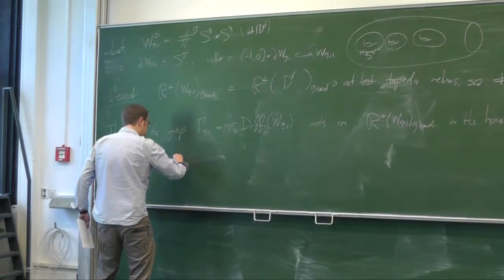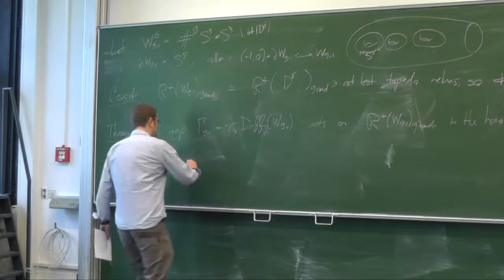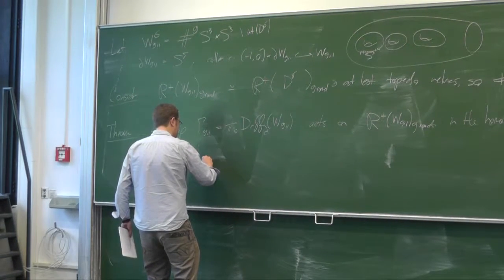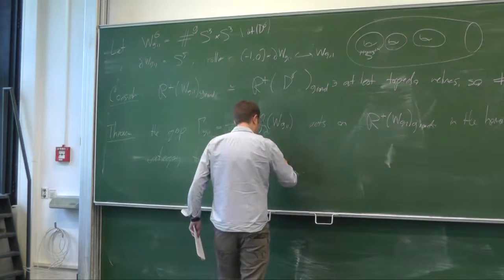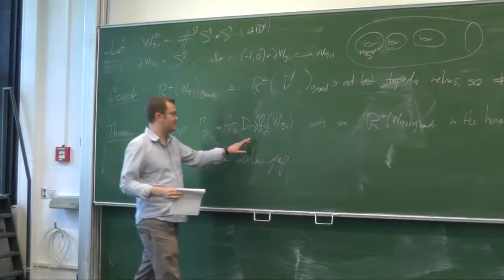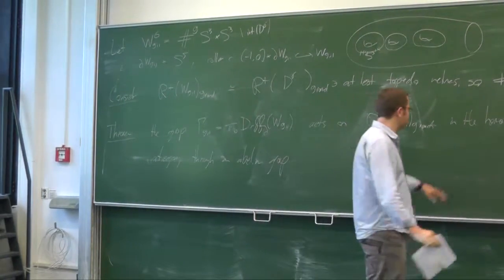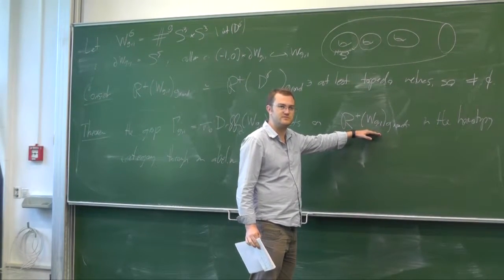That's not the theorem. The theorem is that that action factors through an abelian group. There are lots of complicated diffeomorphisms here that happen to be commutators of other diffeomorphisms, and those are homotopic to the identity. They induce a map homotopic to the identity of this space.